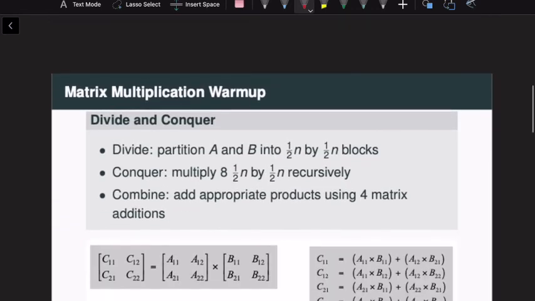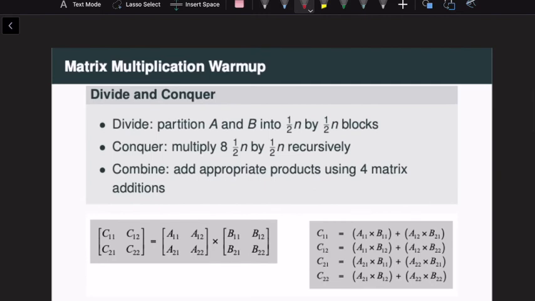So let's start. Maybe one thing we could do is divide A and B into 4 blocks of n over 2 by n over 2. So this block 1 consists of an n divided by 2 by n divided by 2 block. And then we have another one, and another one, and another one. So we have 4 of these n divided by 2 by n divided by 2 blocks.